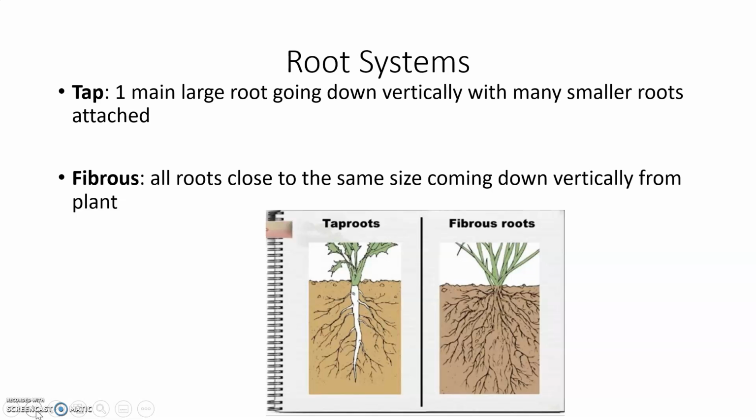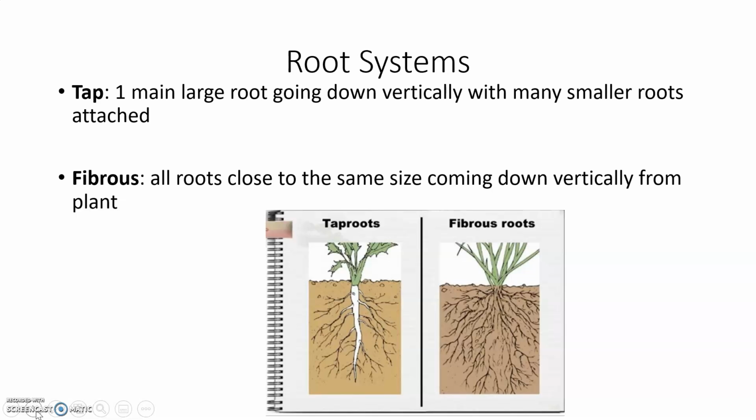Roots have various functions. Some of these functions include absorbing water from the soil and providing it to the stem and leaves, and it also acts as an anchor for the plant, holding it down into the ground. What type of root system do you think is more beneficial for plants to have?